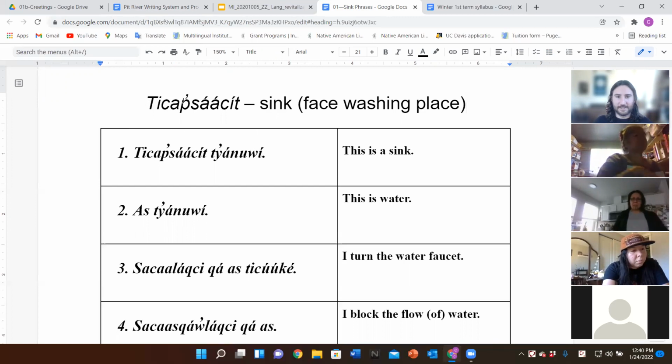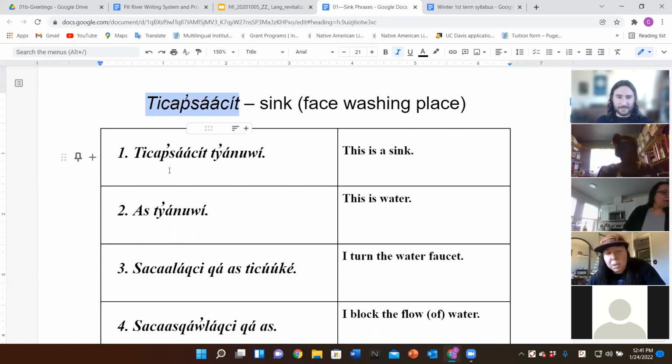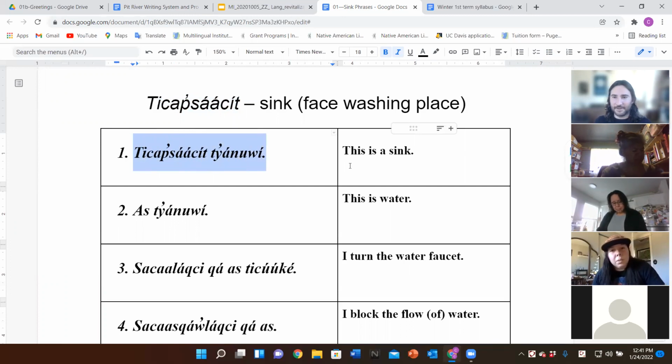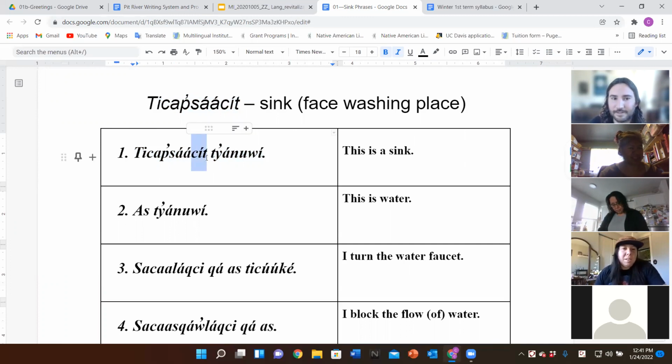So our first domain is just using the sink. So Dijapsajit, that's how you pronounce it. So this first one is Dijapsajit Tianui. That means this is a sink. So Tuea, Dijapsajit Tianui.